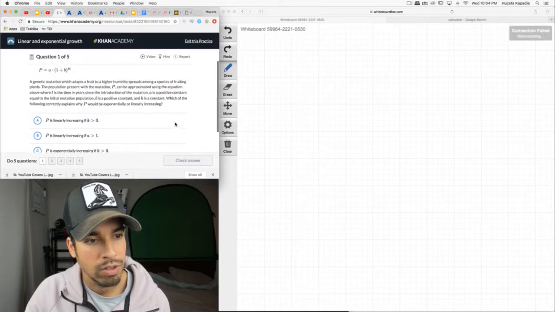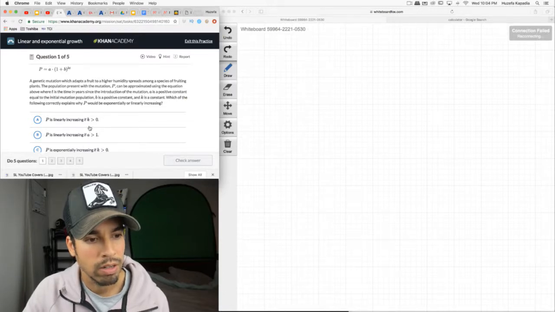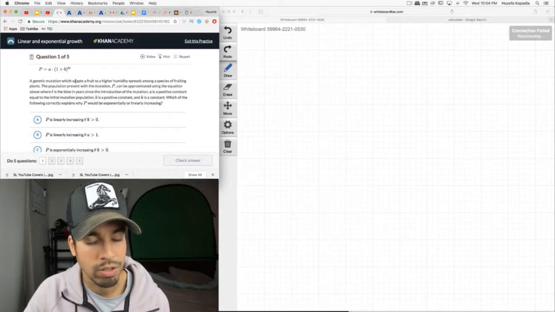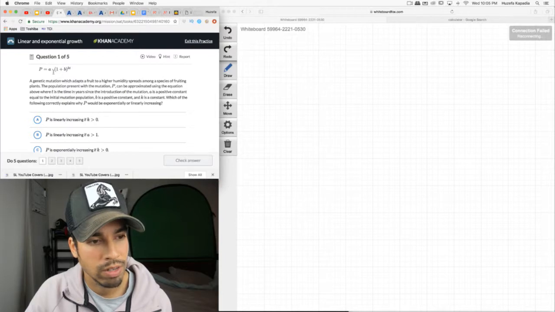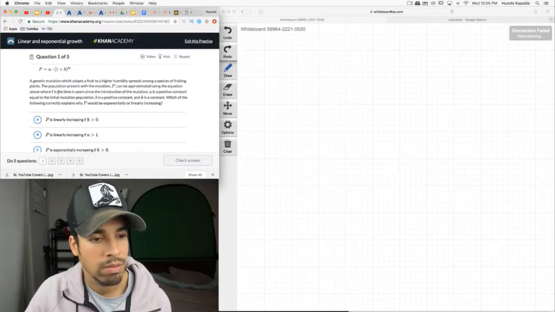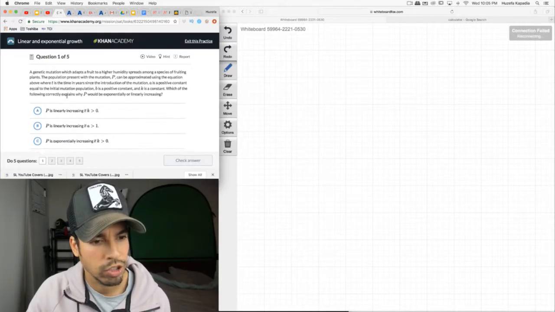Okay, so it's meant to increase, but okay, look. P is linearly increasing. We can pretty much discount this. If K is greater than 0, no. That would actually mean it's exponentially increasing. P is linearly increasing if A is greater than 1. Not really. That doesn't mean anything. It's still going to be an exponential function, whatever A is.